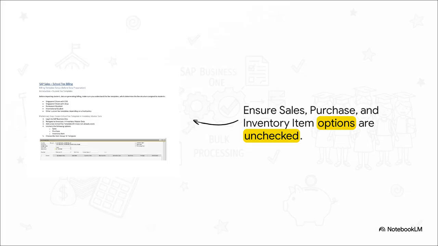For instance, when you're inside the inventory master data screen, you really need to pay attention to those checkboxes on the right. Notice how the sales, purchase, and inventory item options are specifically left unchecked. This is super critical, and honestly, it gets missed all the time. Remember, this isn't a physical textbook sitting in a warehouse somewhere. It's a structural template being used purely for billing logic.